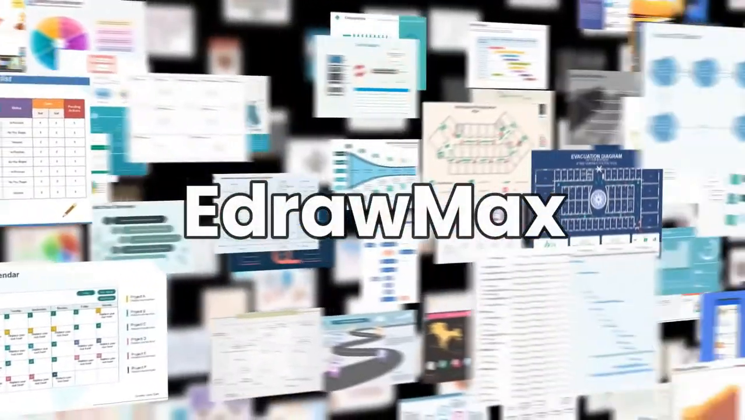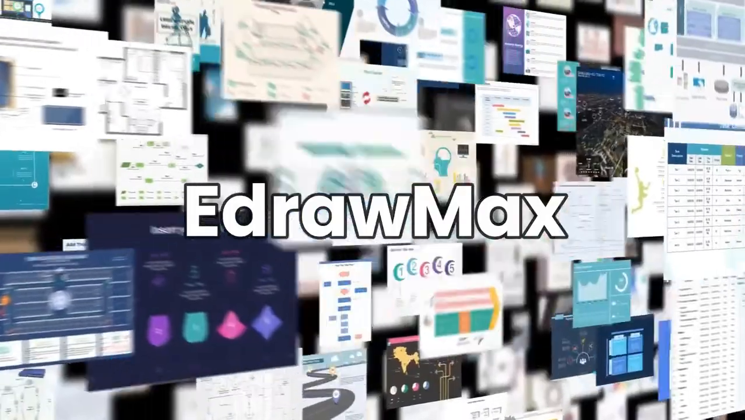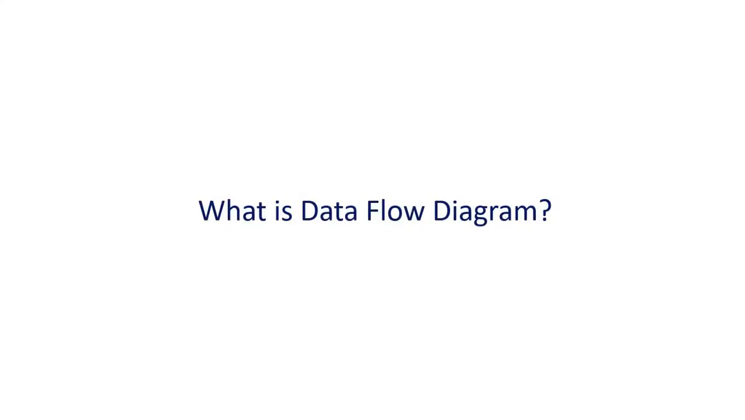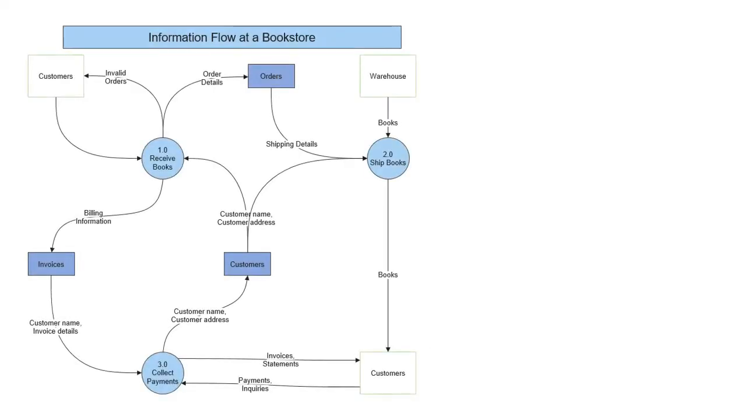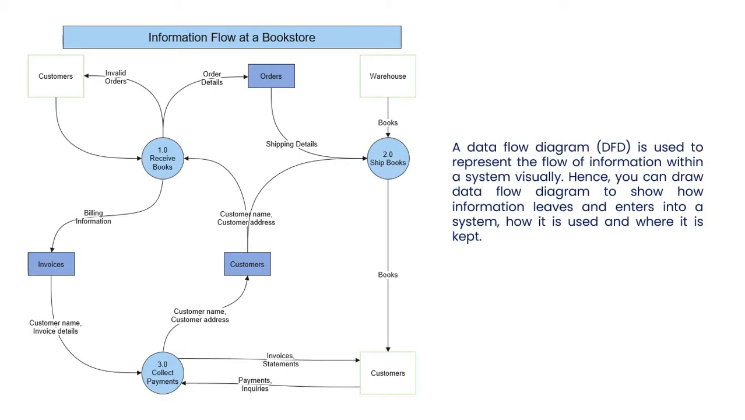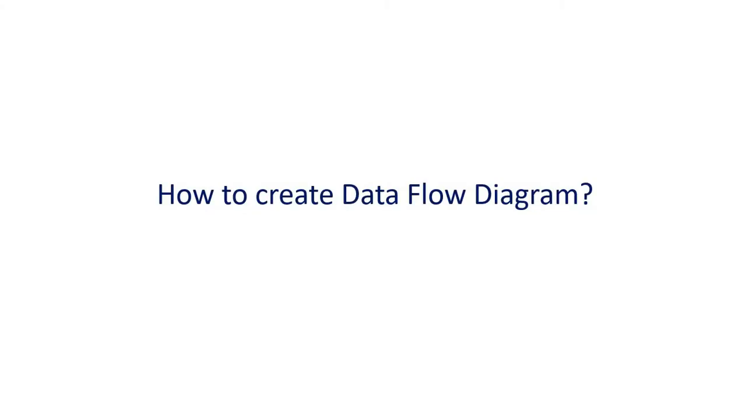In this video, we will learn how to create a data flow diagram. Before we begin, let's understand what a data flow diagram is. A data flow diagram is used to represent the flow of information within a system visually. You can draw a data flow diagram to show how information leaves and enters into a system, how it is used, and where it is kept. Let's learn how to create a data flow diagram using EdrawMax.